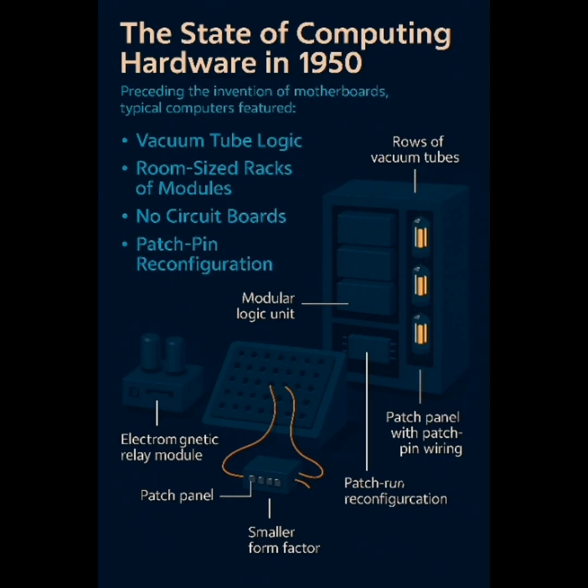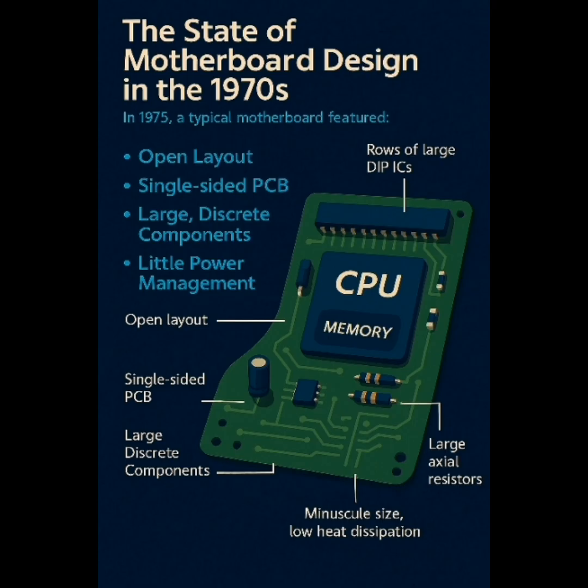But here's what made it revolutionary. This motherboard featured a 16-bit ISA bus for expansion cards, a BIOS chip, and sockets for the CPU and RAM. Initially, it supported up to 256 kilobytes of RAM. 256 kilobytes? That's like one photo on my phone.